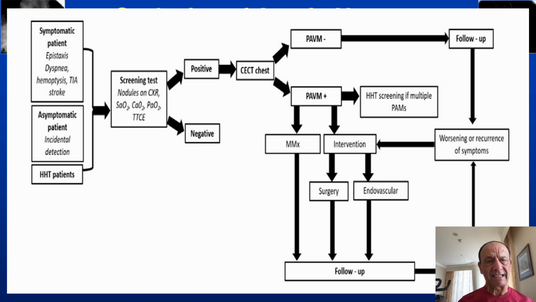If the chest CT is positive, you look for pulmonary AVMs. If they are large, you may need to do something. If they are small, you may just follow these patients up. So it's extremely important that you do your workup completely for these patients upon presentation.